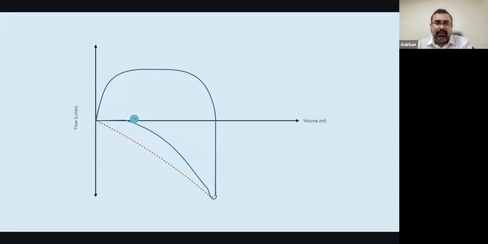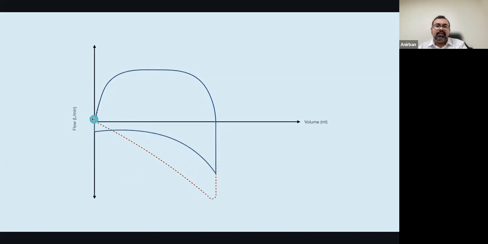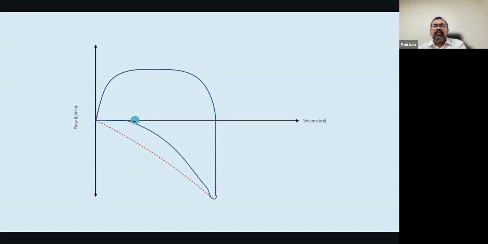What can we see here? That the loop is terminated here before the volume has reached 0. So this indicates a leak. The volume that has been inspired is not the same as that has been expired. So some of the volume has leaked. So these are flow volume loops.